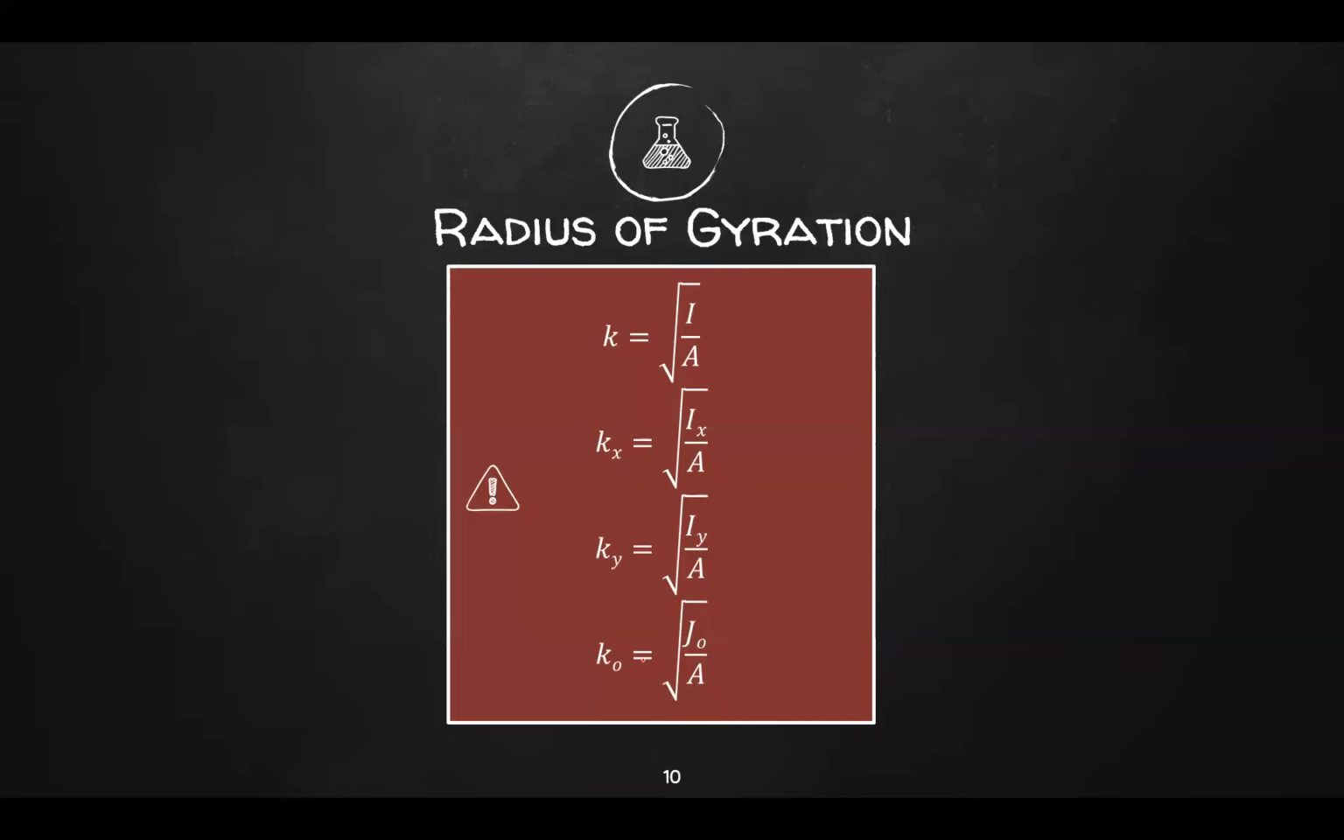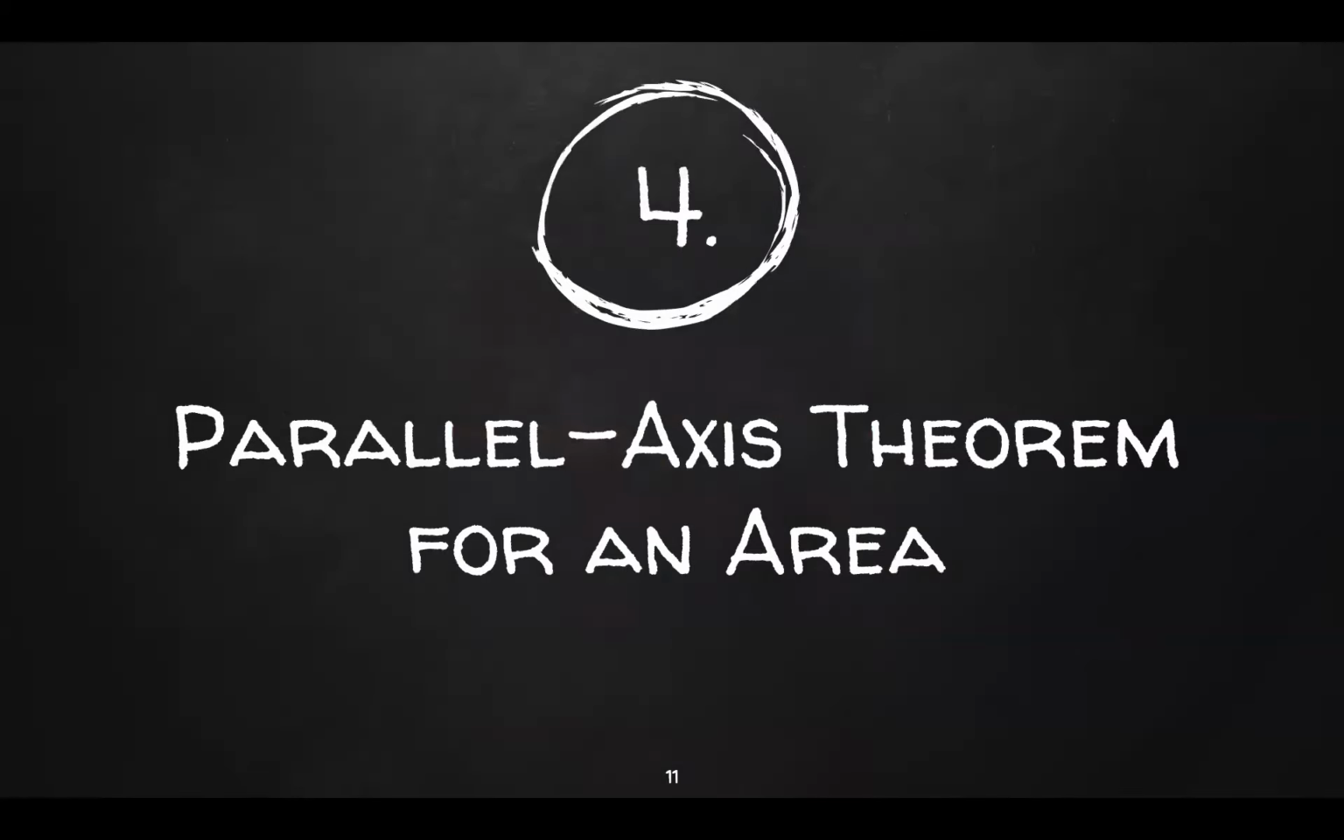And then lastly, we also have your Z axis or your pole O. So we have K sub O, and that is just equal to square root of J sub O over A. So you have several equations for K depending on which axis we're referring to. Once again, X, Y, and Z axis. Okay, so those are our equations.